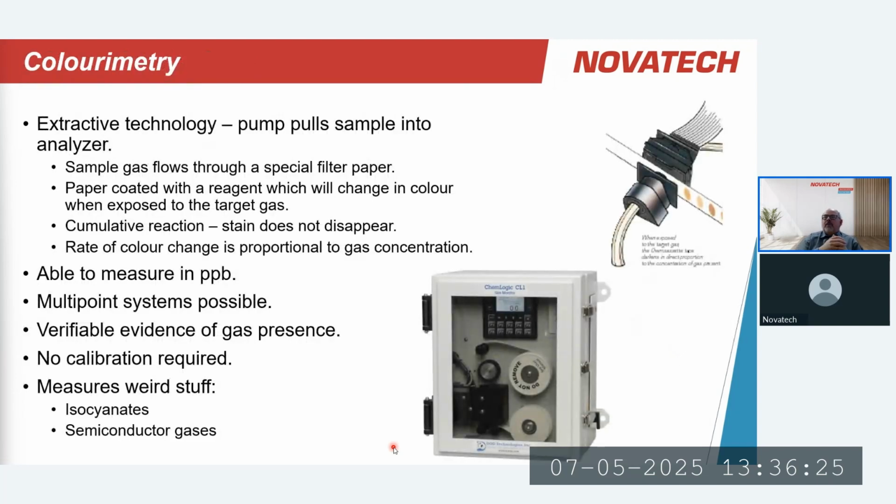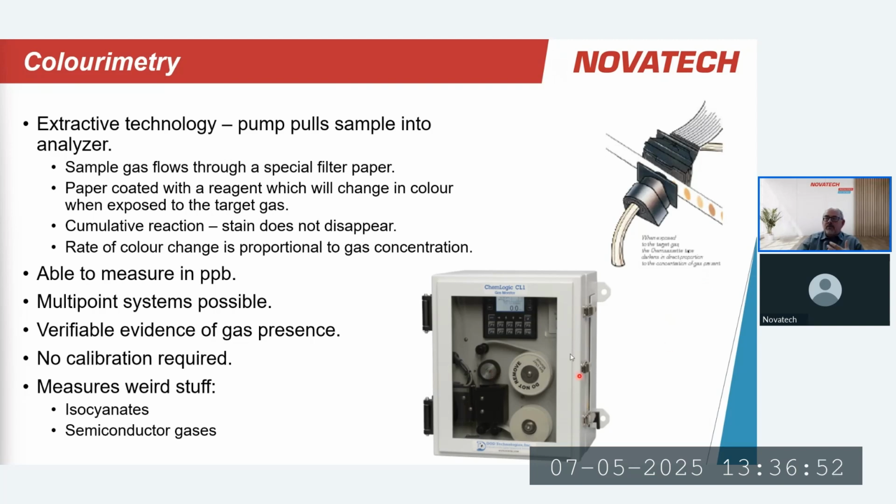And then colorimetry is a technique that's used in very specific applications. The concept is it's basically a treated paper tape, a filter paper, if you will, onto which a certain coating has been applied. And that coating has been selected because it will change color when exposed to a certain type of gas.